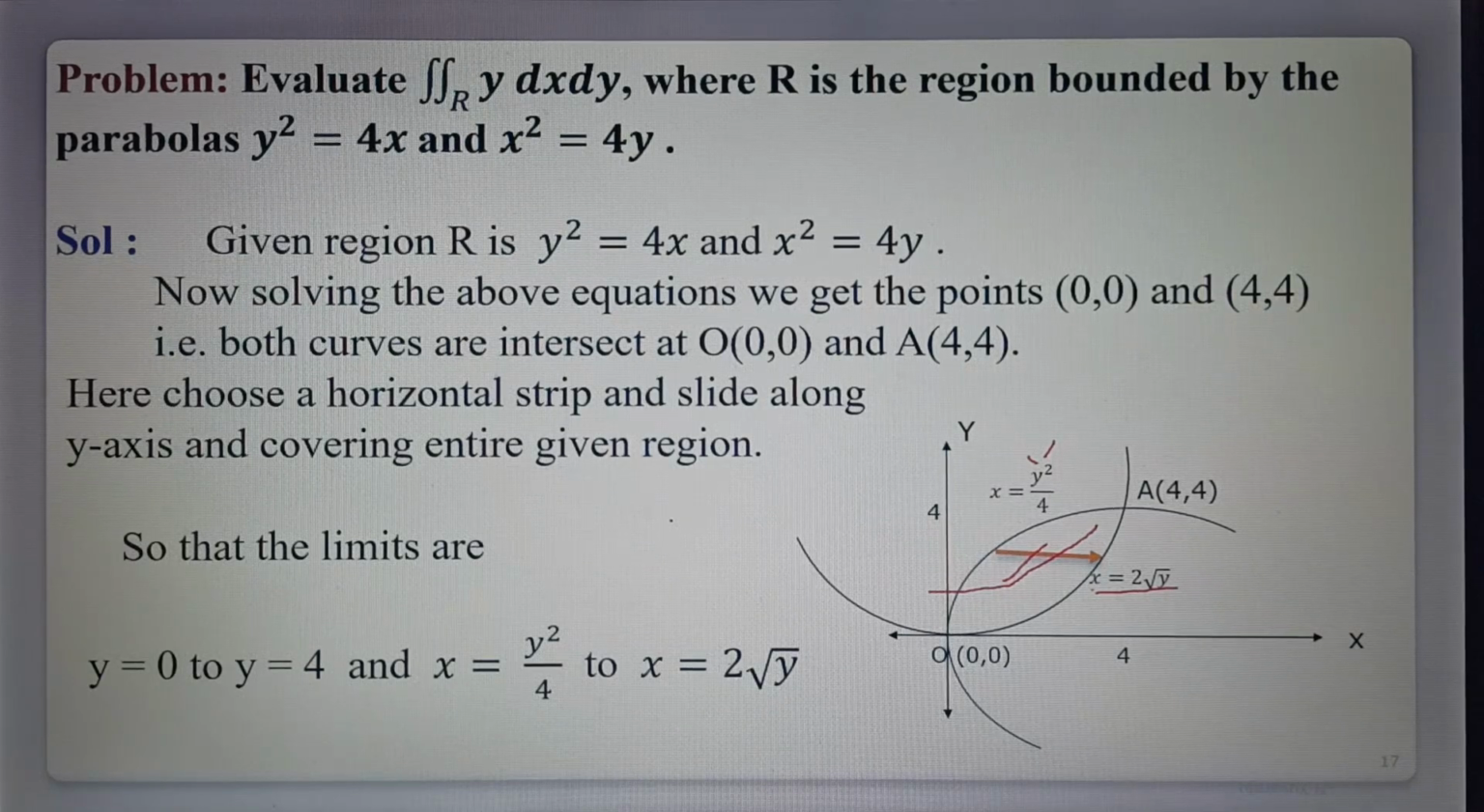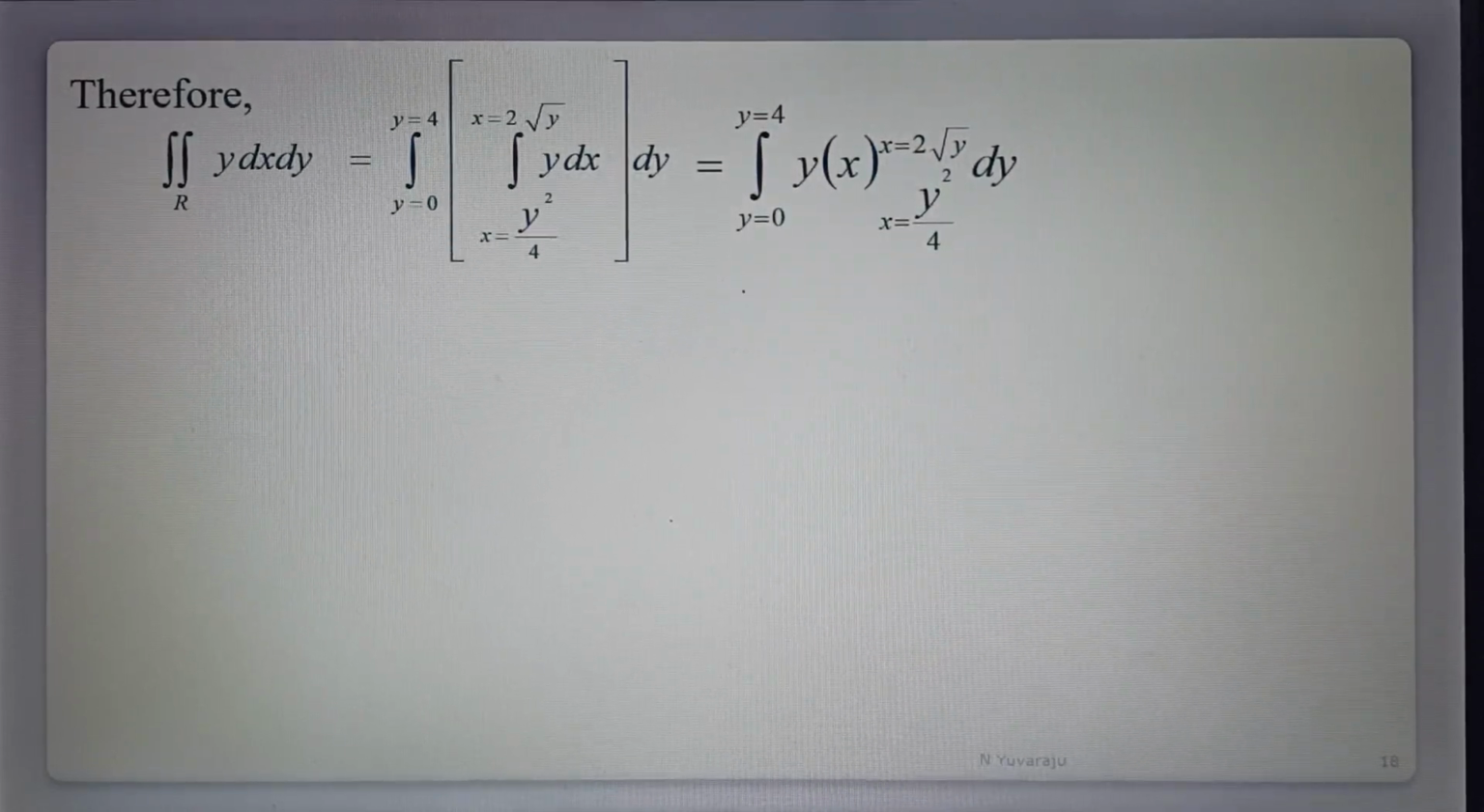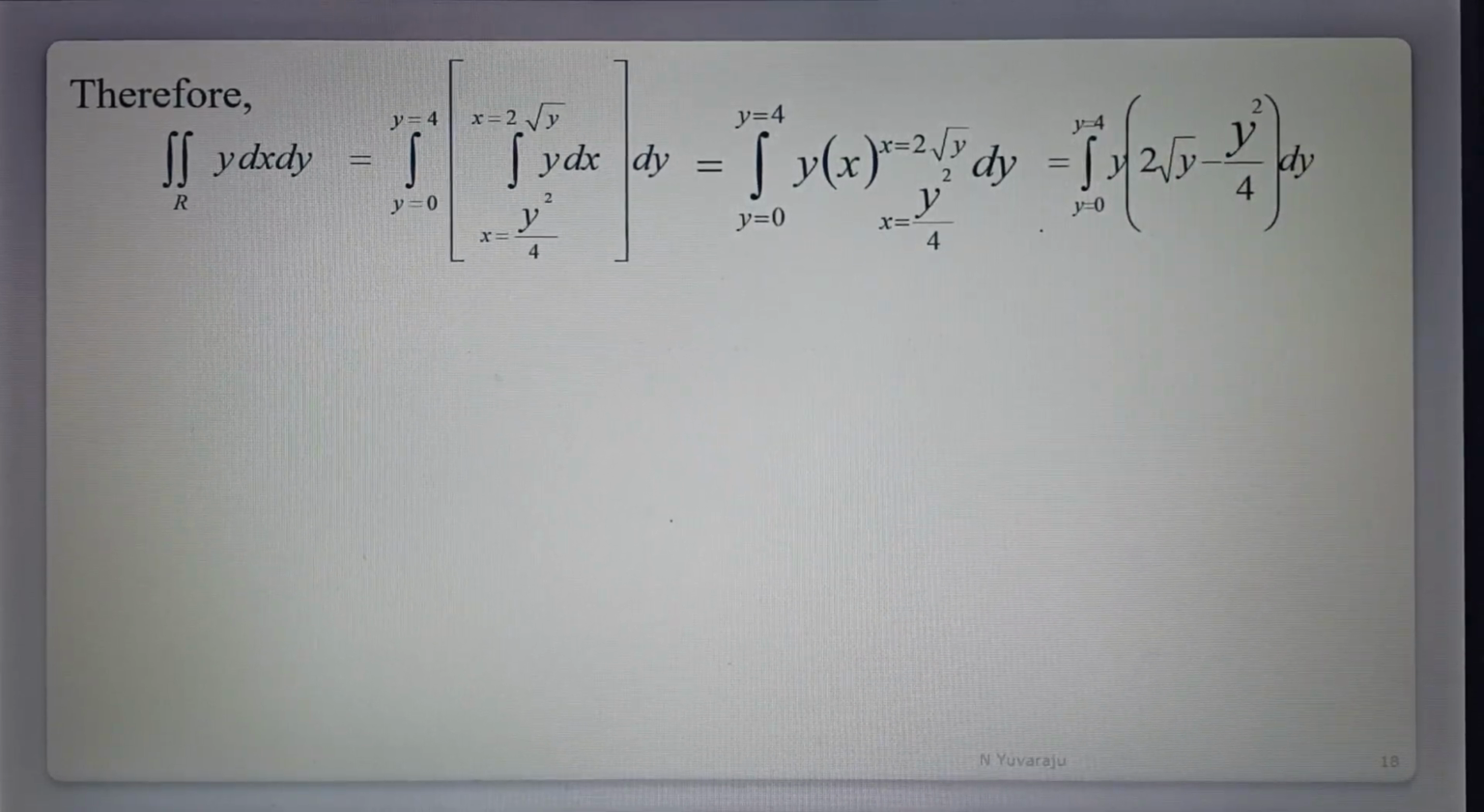Okay? These are the limits given, and now finding the integration. Therefore the integration over R of y dx dy is equal to integration y is equal to 0 to 4, integration x is equal to y square by 4 to 2 root y, of y dx dy. First with respect to x, integration of y, y is constant, integration of 1 is x, that is equal to integration y is equal to 0 to 4 of y into the x limits substituted, x is equal to y square by 4 to x is equal to 2 root y, into dy. Upper limit 2 root y, lower limit y square by 4.